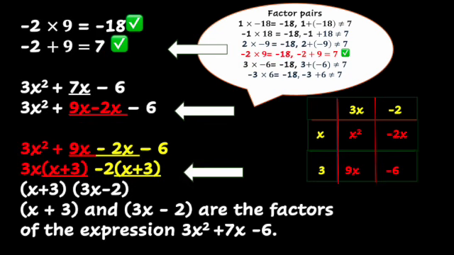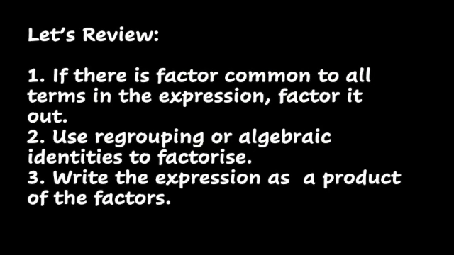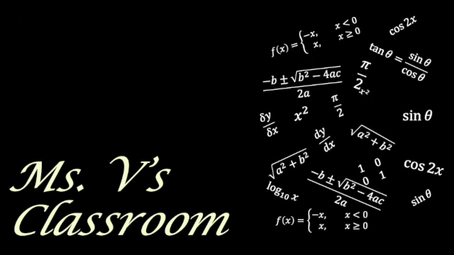Let's now review the key points. First point is, if there is a factor common to all the terms in the expression, we just factor it out. Next point is, use regrouping or algebraic identities to factorize. That really helps. And number 3 is, write the expression as a product of the factors. I hope by now the method of factorizing the polynomials is clear to you.